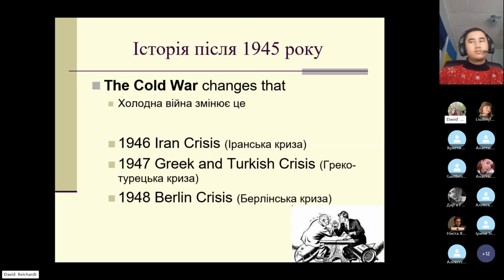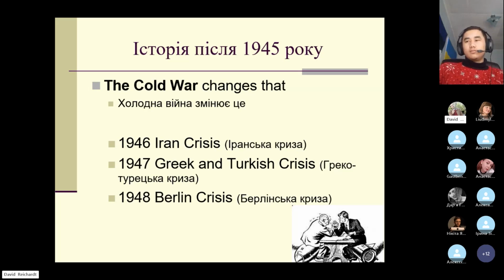Already in 1946, we have the Iran crisis. Now, I know we have an Iran crisis today. Seems we always have an Iran crisis. But this was one of the first ones. And what was this? Well, during the Second World War, the Soviet Union occupied northern Iran. And the British, as far as I remember, occupied the southern part of Iran. I could be wrong about that, but they occupied different parts of Iran.